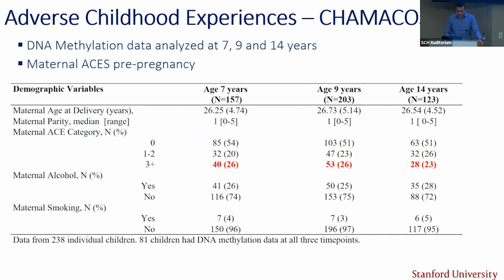Remember, this is the Salinas Valley. We did find evidence that ACEs, unfortunately, are quite high in the study cohort. About a quarter of expecting people reported experiencing 3 or more ACEs, and this was pretty consistent among the subsamples at age 7, 9, and 14, about 25% throughout the 3 study visits.